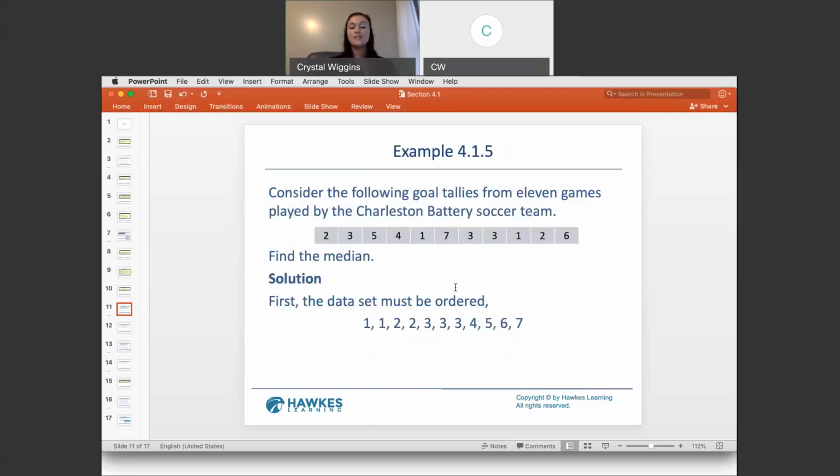Okay, so here's another example where you have the following goal tallies from 11 games played by this particular soccer team. First, the data gets ordered, and then we start to cross off. So 1 crosses off with 7, 1 and 6, 2 and 5, 2 and 4, 3 and 3, and here we go. I have my median. It's 3.